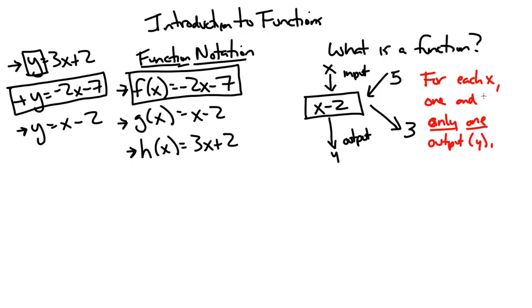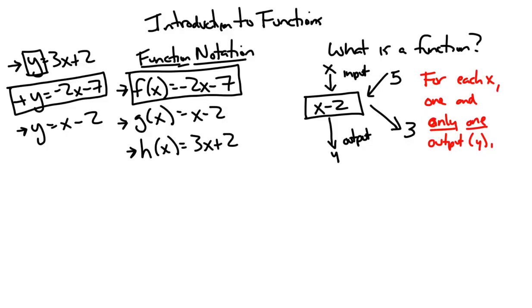If I put in an x and I don't get an output, or I put in an x and I get more than one output, then it's not a function. I have to, for every x I put in, I get a unique output out. I get one and only one output out.